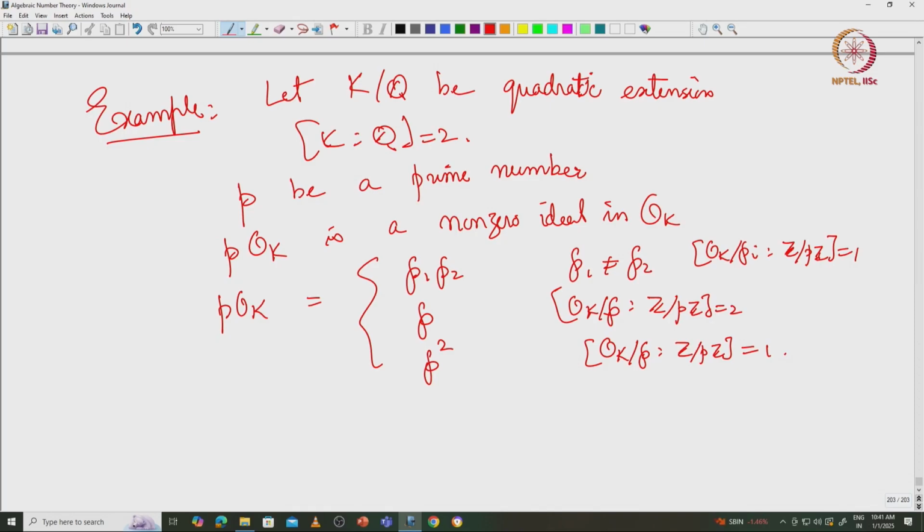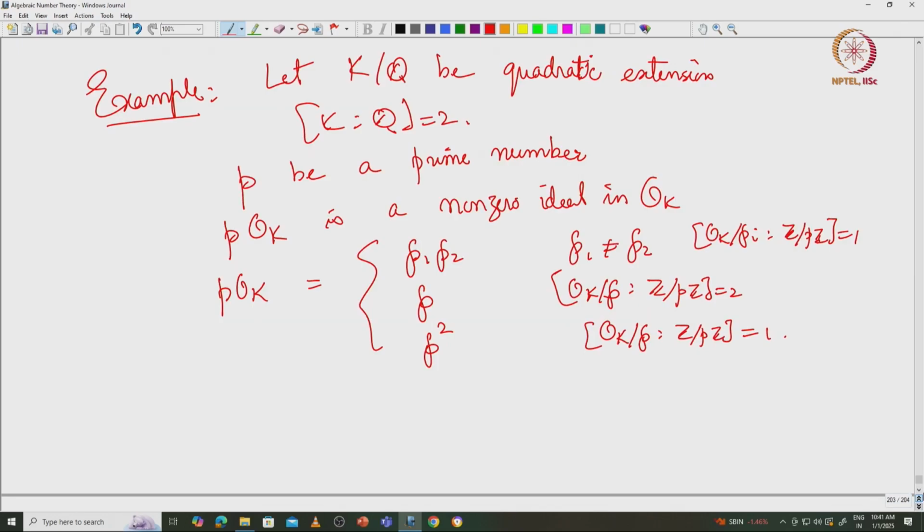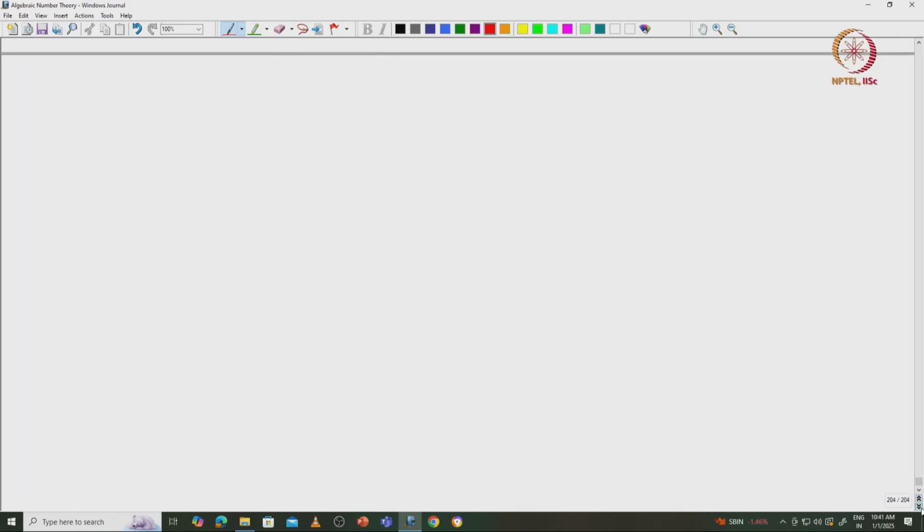And of course, there are many more cases if you have a larger degree extension. So, for example, if K over Q is a cubic field, then you can have P1 P2 P3, or P1 squared times P2, or just P, or P cubed, etc. So, as the degree gets larger, of course, there will be more cases, but nevertheless there is a strong restriction on how many cases can occur. That is the example for why this result is so useful, even though it is not hard to prove.